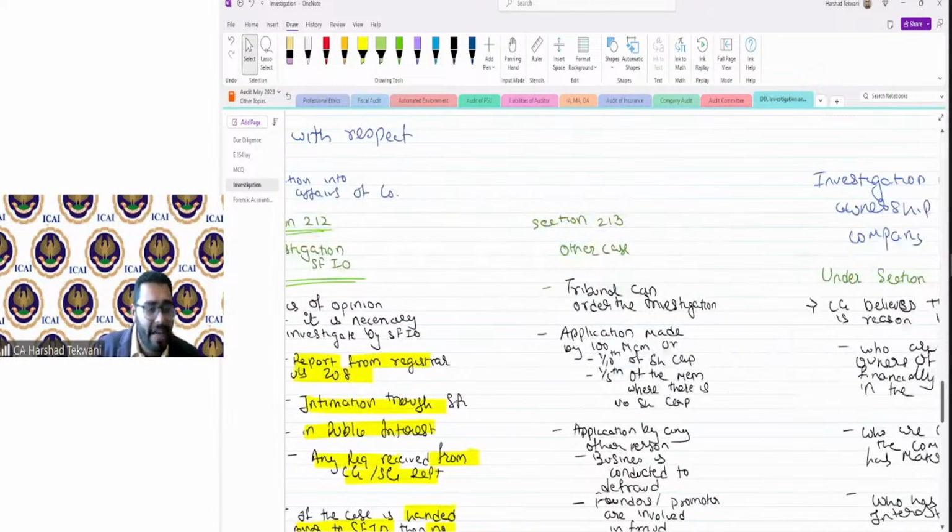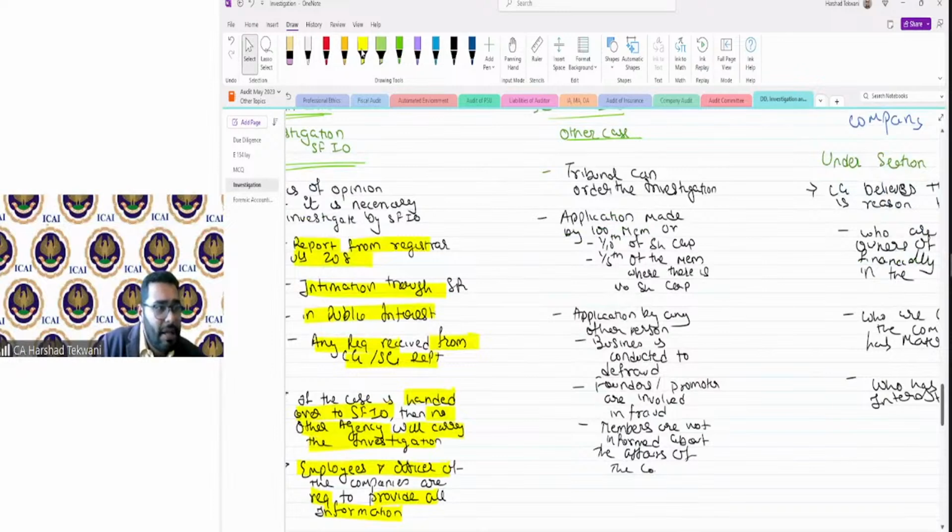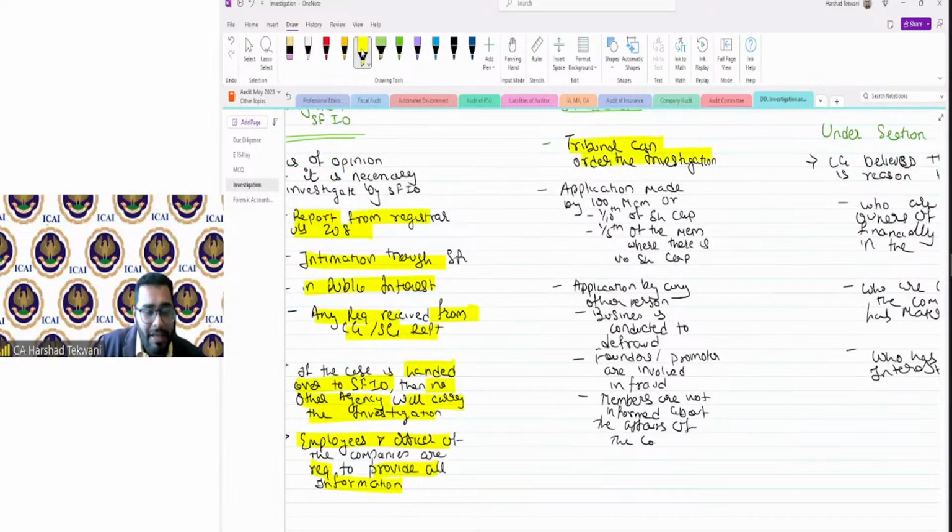Then comes the investigation under Section 213, that is, other cases. Other cases is basically when the tribunal can order the investigation on an application made by 100 members, or 1/10 of the share capital holders, or 1/5 of the members where there is no share capital. Again, 100 members, 1/10 holding share capital, or 1/5 of the members.